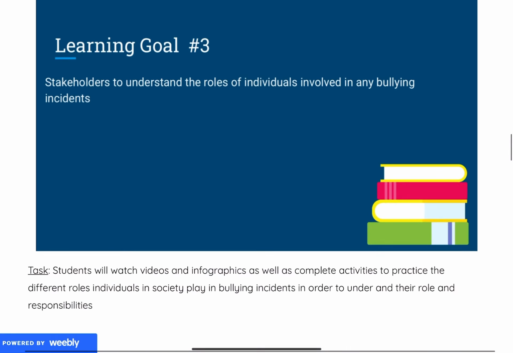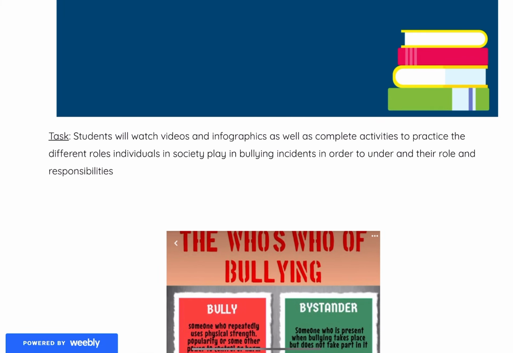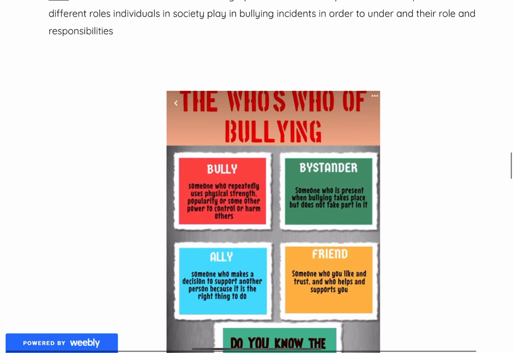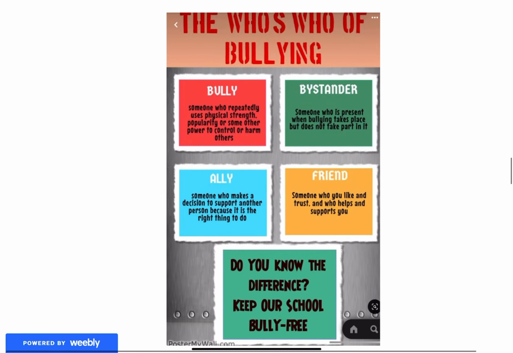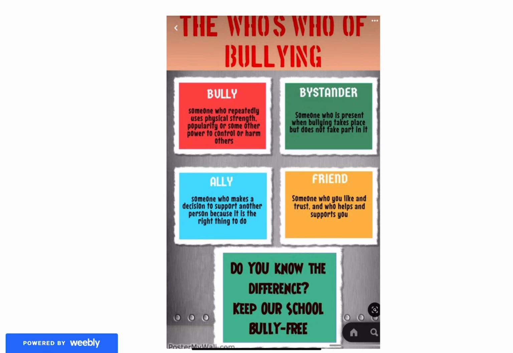Learning goal number 3, stakeholders are to understand the roles of individuals involved in any bullying incidents. This is the task. Students will watch videos and infographics as well as complete activities to practice identifying the different roles a person can play in bullying in any situation. So here is the infographic. Who of bullying. In terms of bullying, there are different roles: bullies, bystanders, allies, friends.